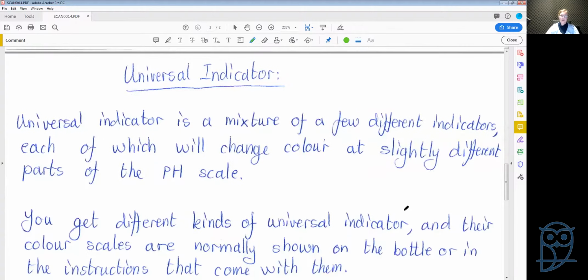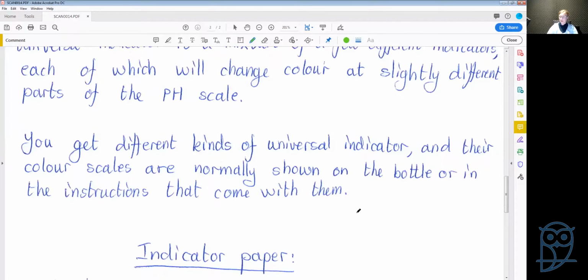Then we get universal indicator. A universal indicator is a mixture of a few different indicators, each of which will change color at slightly different parts of the pH scale, so that you can essentially use it to measure, using a color gradient, how acidic or how basic something is. Normal indicators tend to not tell you how acidic or how basic. It just tells you this is an acid or this is a base.